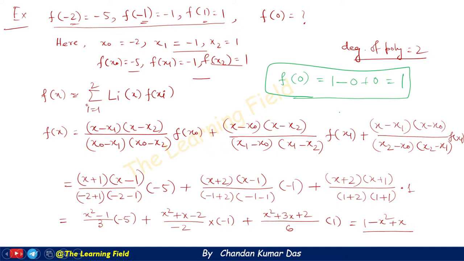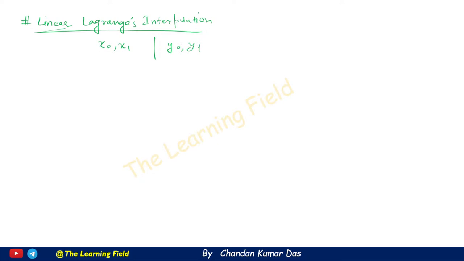Now, we did one thing, which is linear Lagrange interpolation. What is linear Lagrange interpolation? Let x0 and x1 be two given points. That means this is the (n+1)th degree, and for linear degree, therefore, the number of nodes is 2 here, x0 and x1, and y0 and y1 are the corresponding values of y.